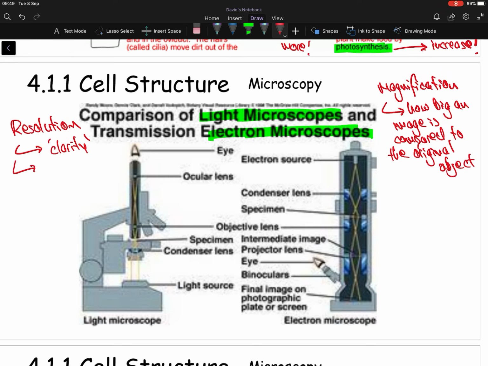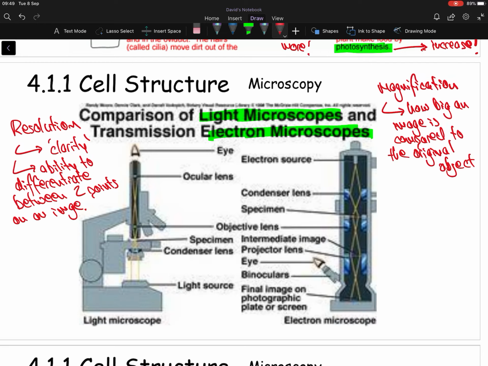And resolution is actually the ability to differentiate between 2 points on an image. So can you tell 2 separate points apart, or actually are they blurred together? So if you can tell them apart, they've got high resolution. If they're blurred together, if it's fuzzy, if you can't tell what the image is, it means it's got a low resolution. Good.